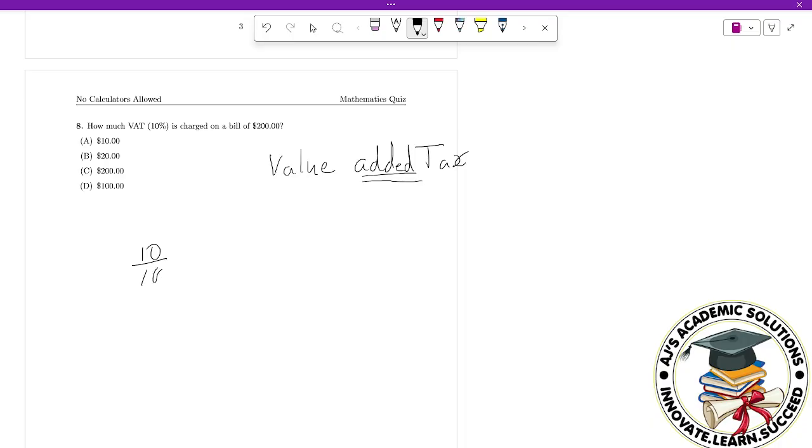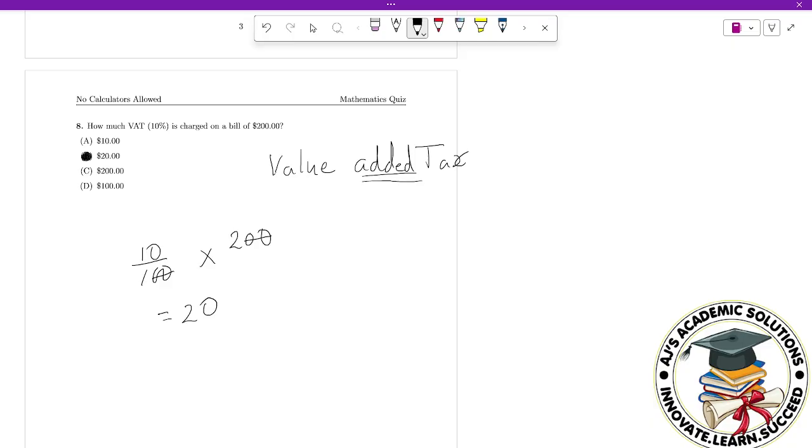10 over 100 multiplied by 200. So we're sticking just to $200 because the cents is 00. Those are basically placeholders. So the 2 zeros cancel the 2 zeros. 10 times 2 is 20. Therefore, the VAT that's added onto this 200 bill is simply $20. So we'll then shade here, which is B.